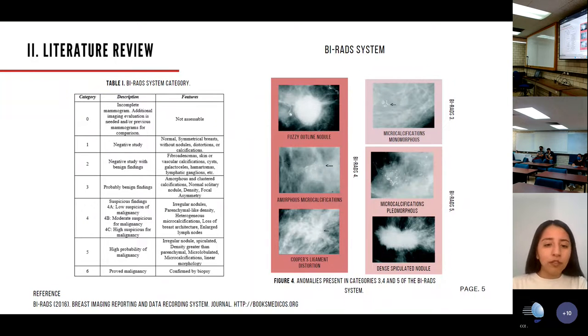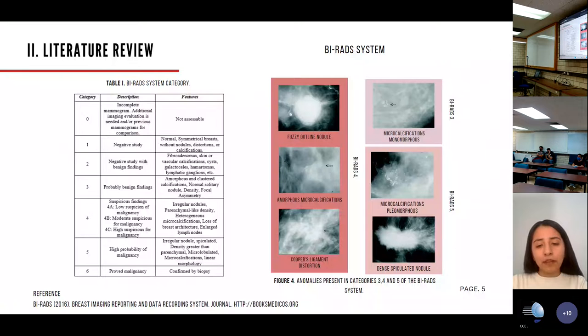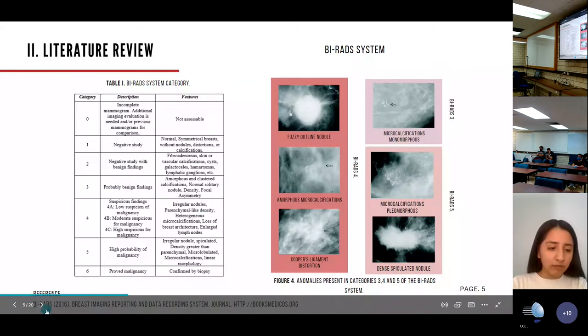The following table shows each of the categories, where as the category increases, the probability of having breast tissue abnormalities also increases, and figure 4 shows the abnormalities present in categories 3, 4, and 5 of the BI-RADS system.